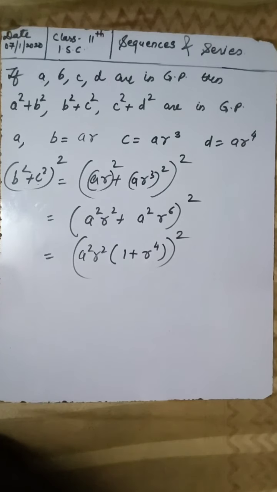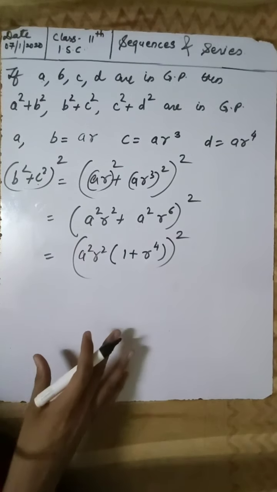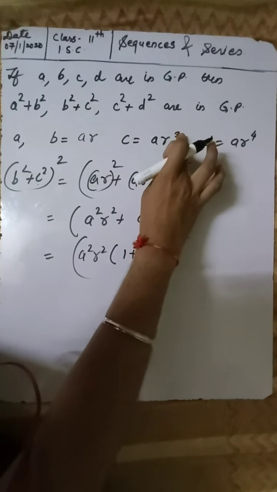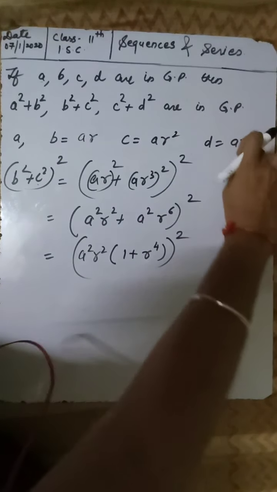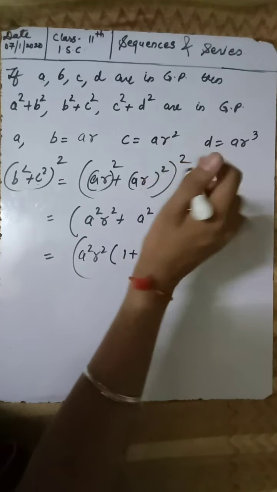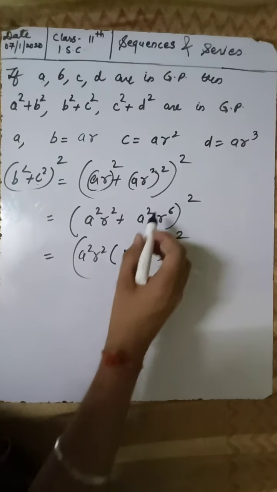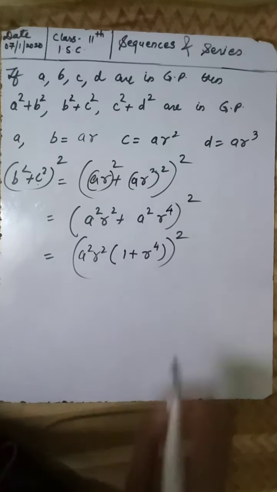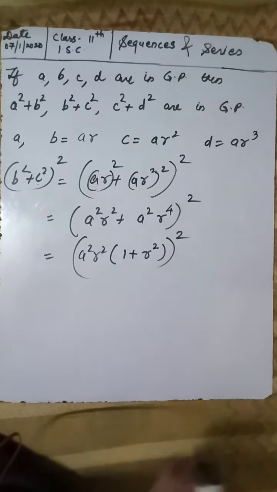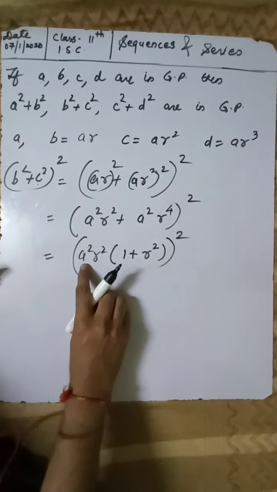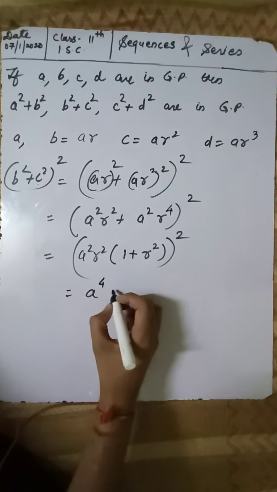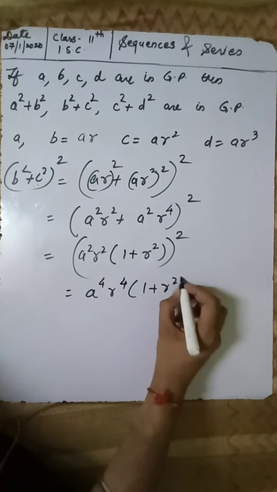Okay, now what you can do, wait, something is, sorry, this is AR, you need to take AR square here in this and AR cube here. Okay, so wait, now it will be a square r to the power 4, and if you take a square r square common, it will be like this. Now when this a square r square comes out from this whole square, it will be a to the power 4 r to the power 4 (1 plus r square).